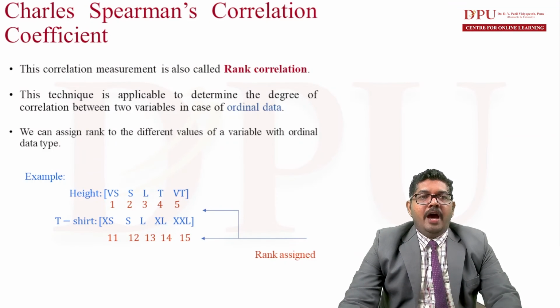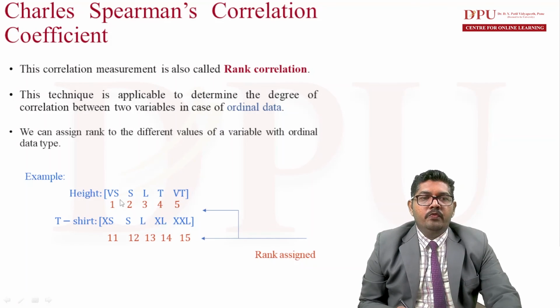Then we have Spearman's correlation coefficient. The correlation coefficient measures the rank correlation, and this technique is applicable to determine the degree of correlation between the two variables in case of ordinal data. So when we have ordinal data, the data which is arranged according to some priority, some rule, then we get the Spearman's correlation coefficient. So we can assign rank to different values of a variable with ordinal data type. So when we assign ranks, it becomes ordinal.